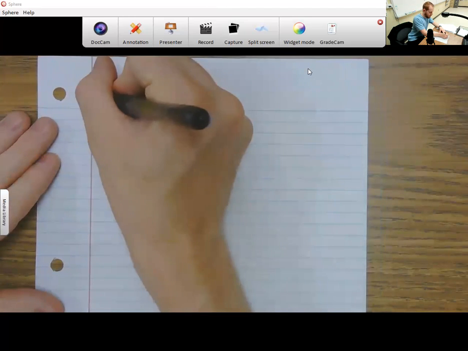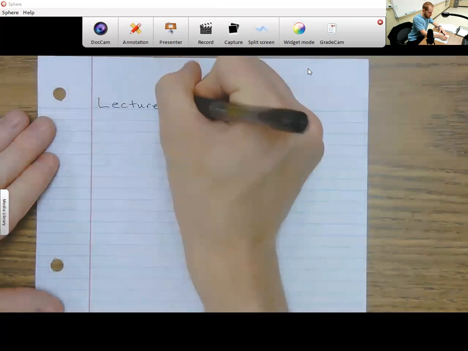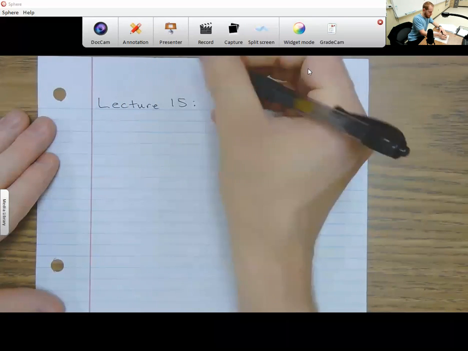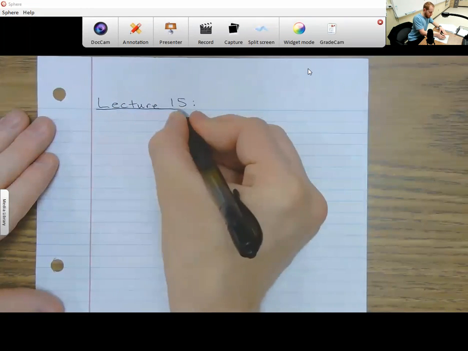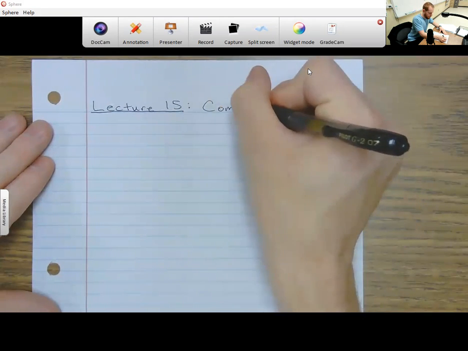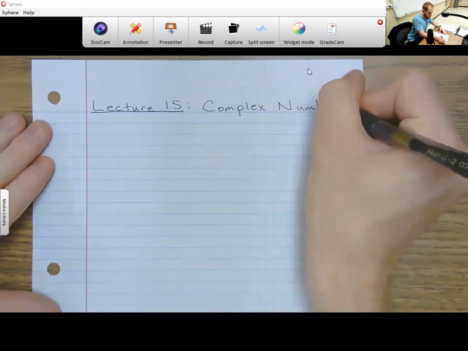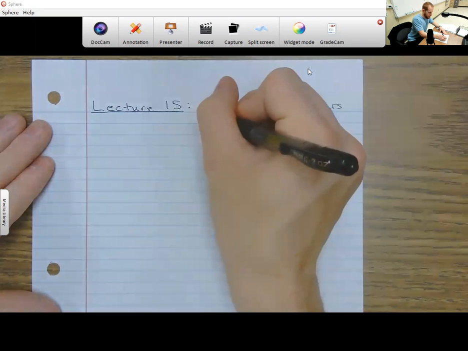Number 15. This is going to be on the complex numbers, part 2.